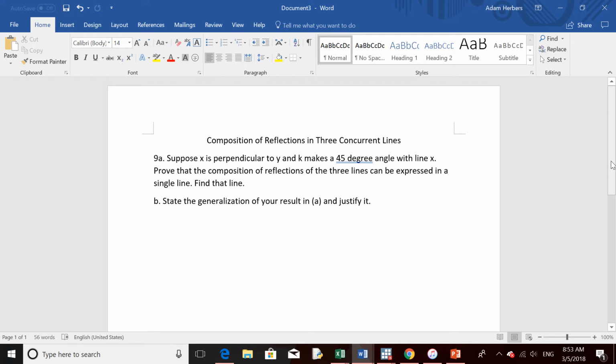Hey everyone, this is Adam, and today we're going to be working with the composition of reflections in 3 concurrent lines. This is going to be supplementary to the lesson I'm going to be teaching on Friday, March the 9th.